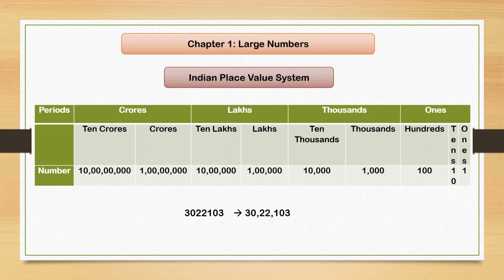First, let's look at the Indian place value system. Here is a chart representing the Indian place value system. As you can see, the Indian value system has 4 periods named ones, thousands, lakhs and crores. We always read the numbers from left to right. While writing large numbers, we separate periods using commas. Under the Indian place value system, a comma is placed after 3 digits starting from the right and then after every 2 digits.